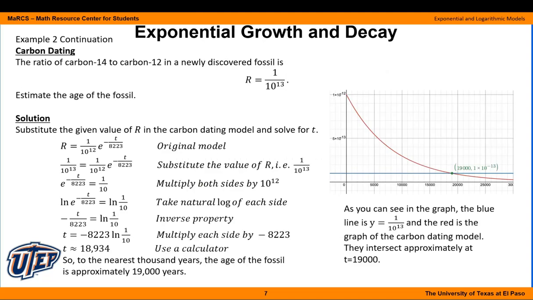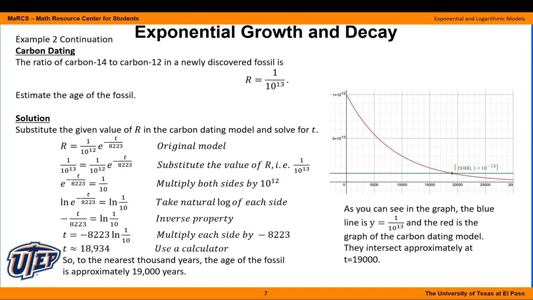Let's use a carbon dating model to estimate the age of a fossil. We're given a specific carbon-14 to carbon-12 ratio and asked to determine the corresponding age. To do this, we substitute the given value into the carbon dating formula and solve for t. The algebraic steps are shown on the left side of the slide.